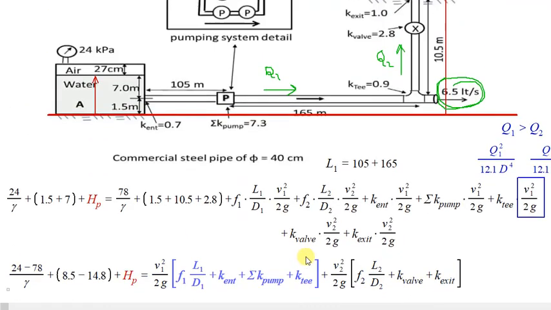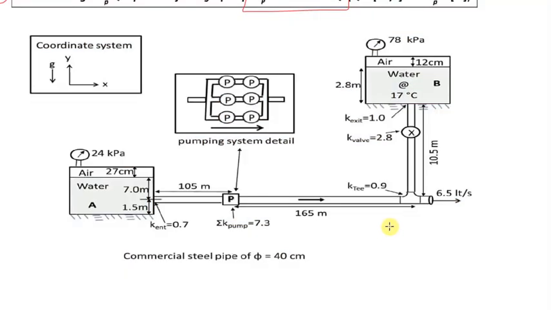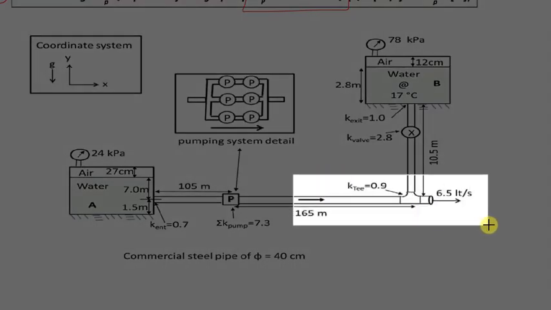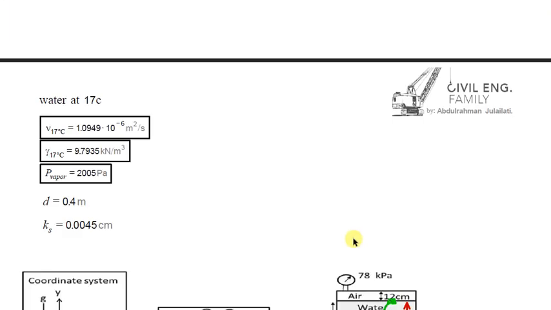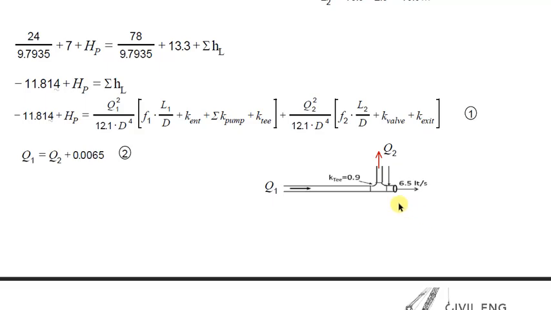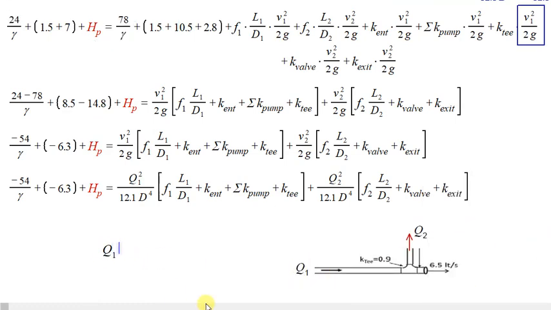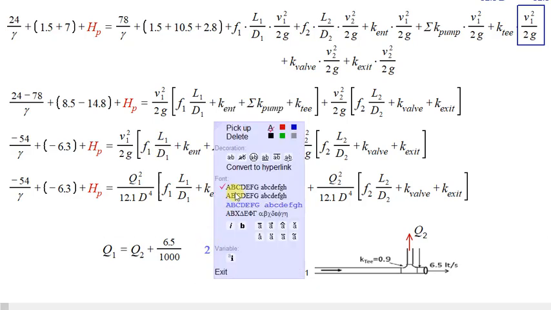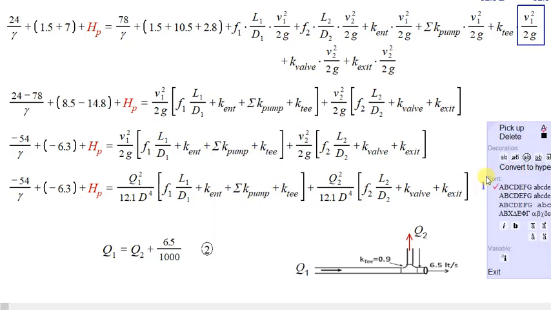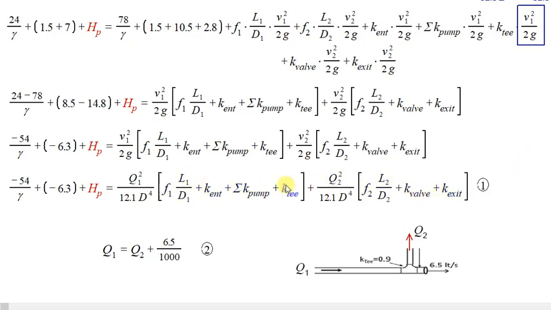Especially we made them q1 and q2 as I told you, because we have to take this one here, and we should prepare this one. We can say q1 is equal to q2 plus 6.5, so 6.5 divided by 1000. This is our equation 2. We needed to make here only one unknown, which is q1 for example.